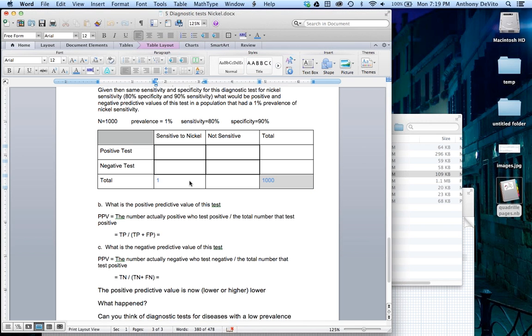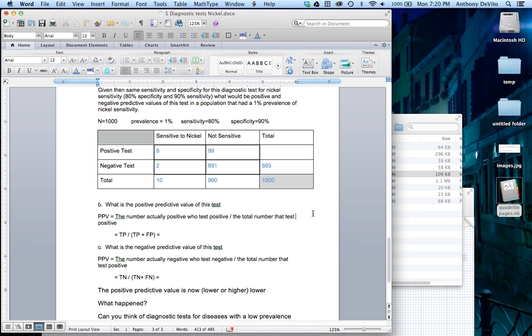And we had 10 here. We had 990 here. Okay. We had 99. We had 9. What was this? 890. 891. Okay, we had 8 here, 2 here. We had 893. Okay, so what's our negative predictive value?